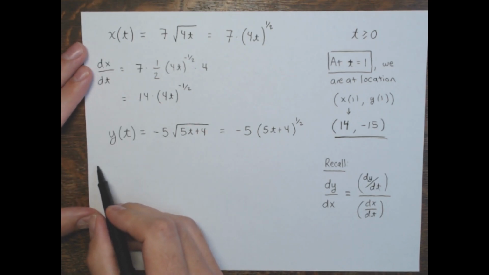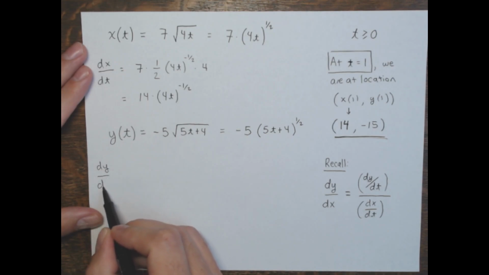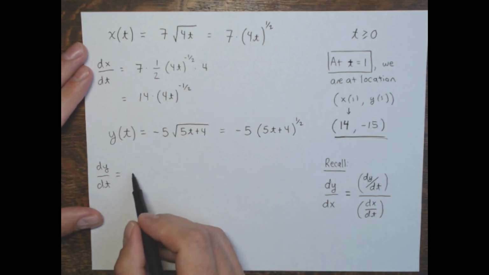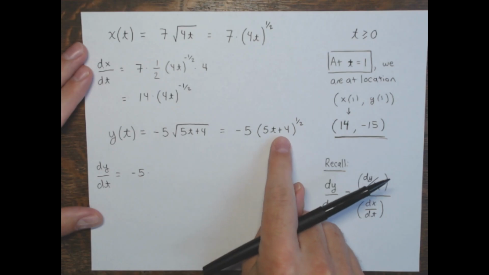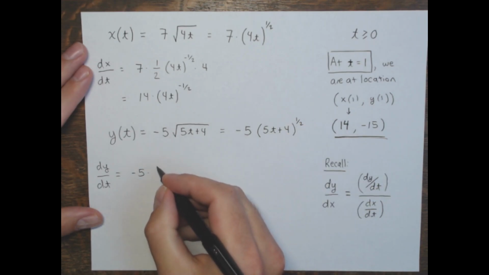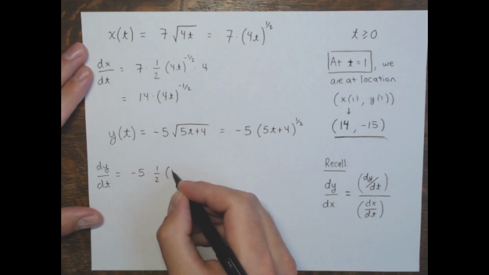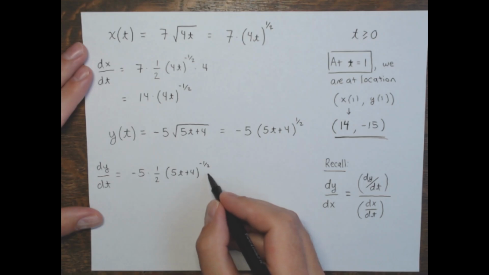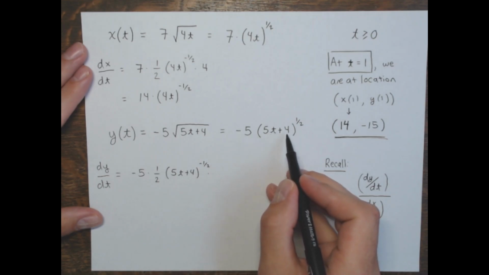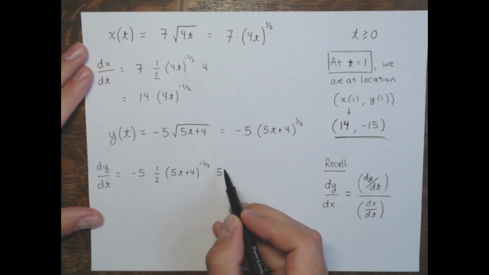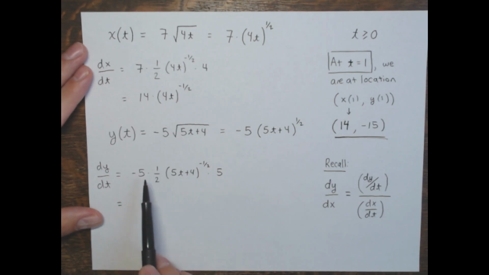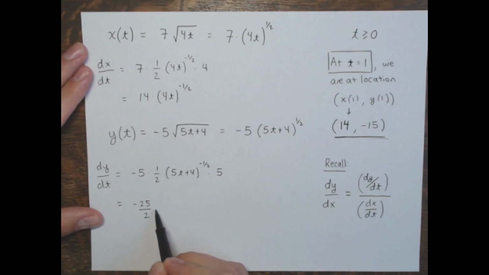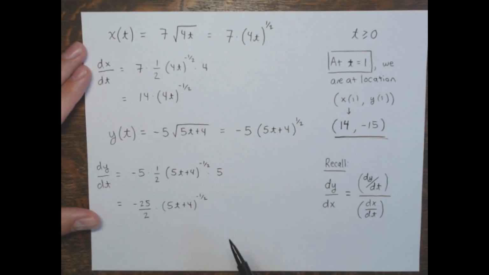All right, then I'll do something similar for y prime. dy over dt, or the derivative of y with respect to t, is negative 5 times, and then again I have some expression to the half. So I'm doing the power rule. It's half of that expression, 5t plus 4, to the negative half power. Then chain rule, multiply by the derivative of 5t plus 4 with respect to t, which would be times 5. Simplifying a little bit, negative 5 times positive 5, and then times a half, negative 25 halves times 5t plus 4 to the negative half.